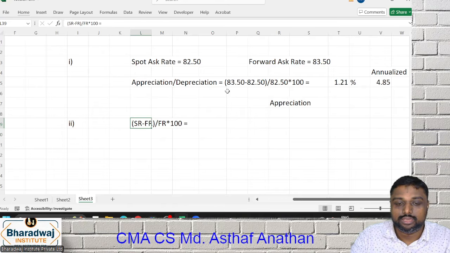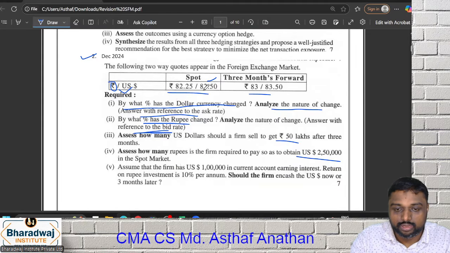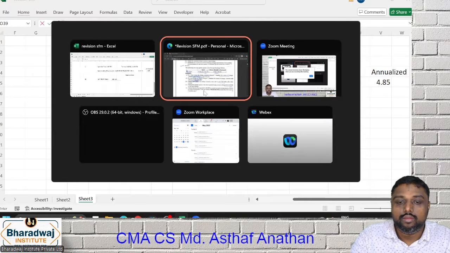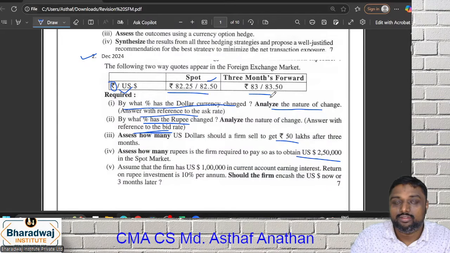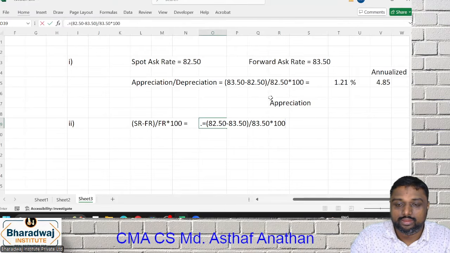We'll go with the ulta method. That is the indirect method only. So it will be spot rate minus forward rate, divided by forward rate. What is our spot rate? We will take 82.5 because of the ulta method, minus forward rate 83.5, divided by 83.5 into 100.